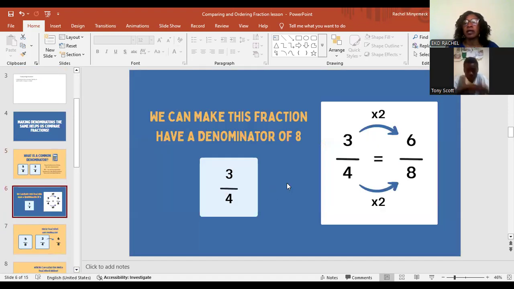Look at here. We can make these fractions have the same denominator of 8. What are we going to do? You multiply 2 by 2. Yeah, you multiply 3 by 2 also. When you multiply 3 by 2, what do you have? 6. When you multiply 4 by 2, what do you have? 8. So we have 6 over 8. Yes. So we continue with this.